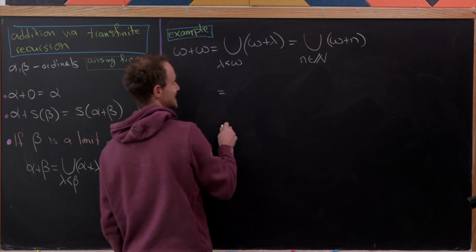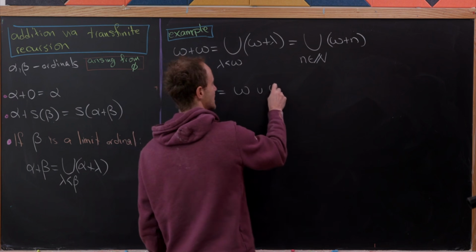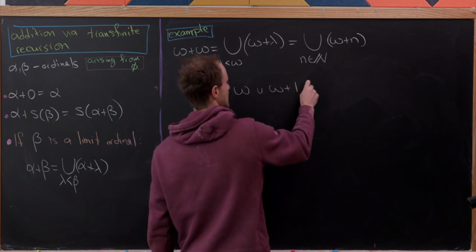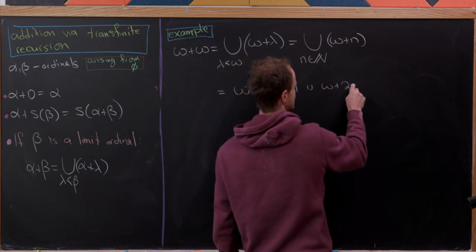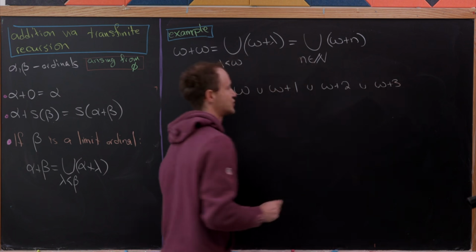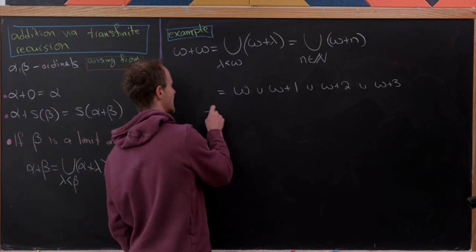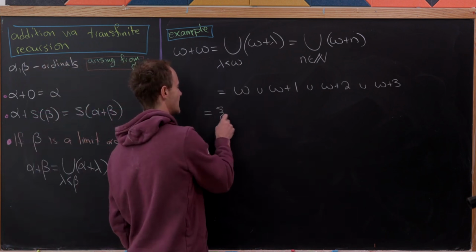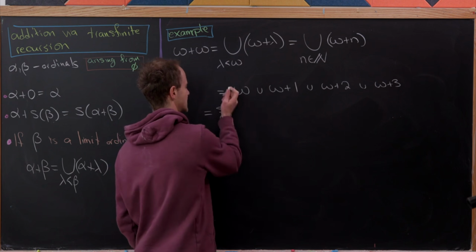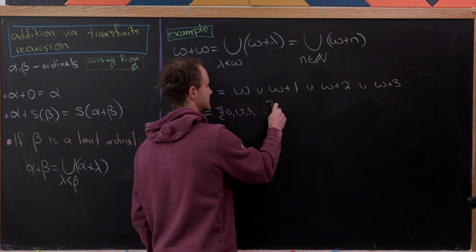Okay, but then that's indeed equal to omega plus 0, which is omega, union omega plus 1, union omega plus 2, union omega plus 3, and so on and so forth. Now, let's recall that these are all nested inside each other. So omega is going to be the set of all natural numbers. So we have 0, 1, 2, 3, and so on and so forth.